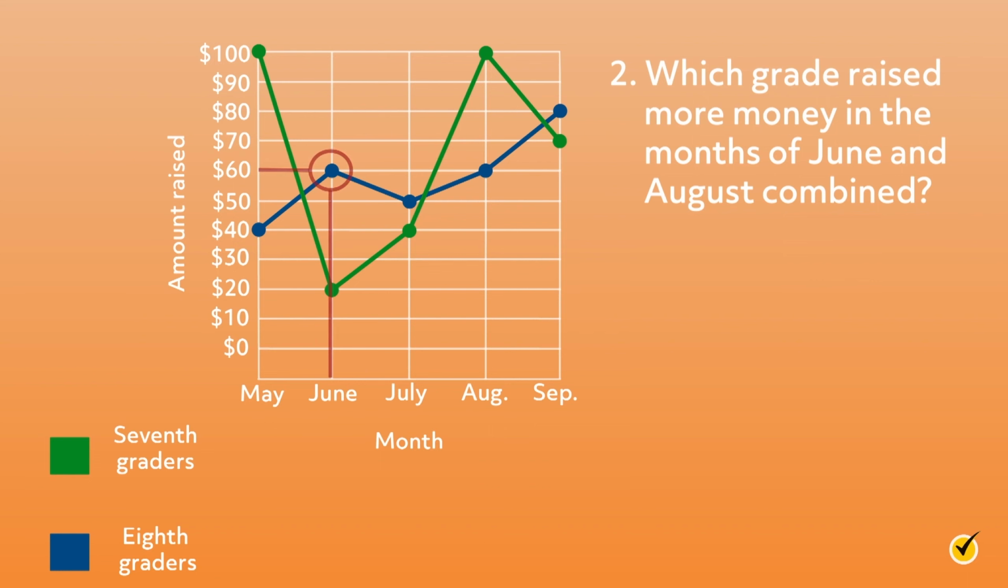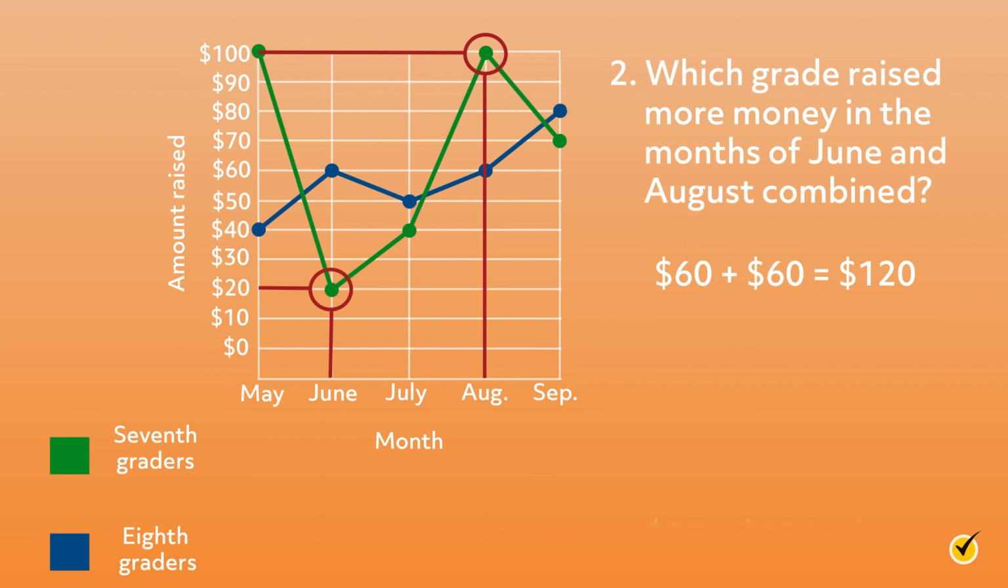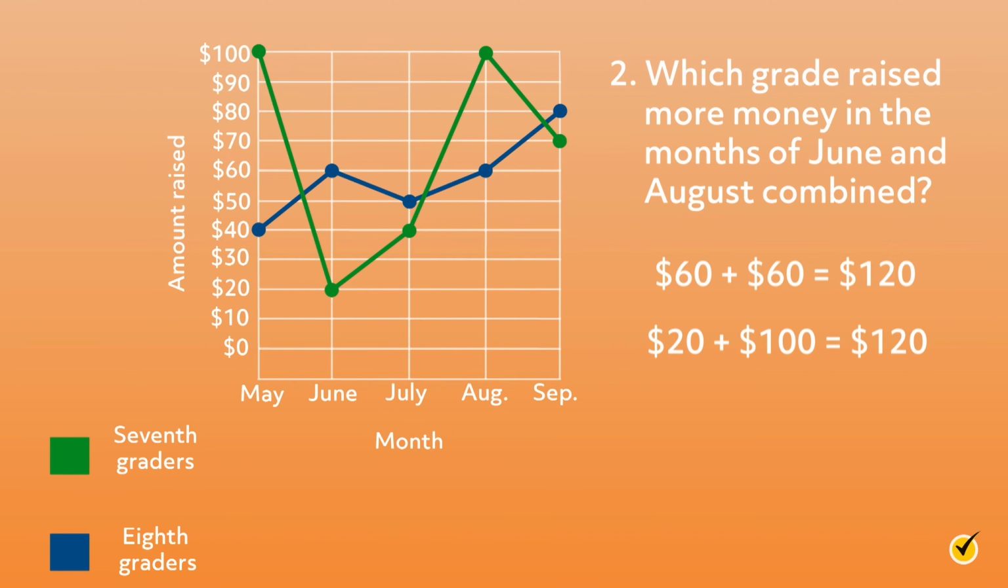The 8th grade students, shown in blue, raised $60 in June and $60 in August. 60 plus 60 equals 120, so the 8th grade students raised $120 in June and August. The 7th grade students, shown in green, raised $20 in June and $100 in August. 20 plus 100 equals 120. So the 7th grade students raised $120 in June and August. As you can see, both grades raised the same amount of money in the months of June and August combined.